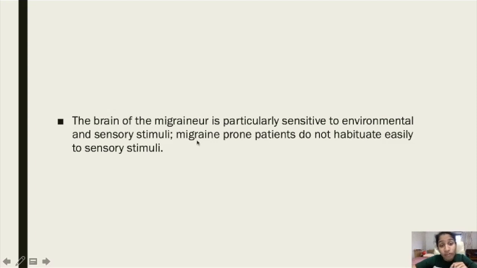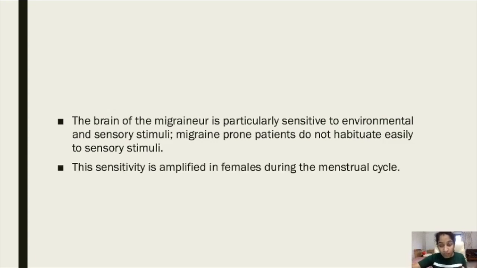The brain of a migrainer is particularly sensitive to environmental and sensory stimuli. Migraine-prone people are prone to this environmental and sensory stimuli. Migraine-prone patients do not habituate easily to sensory stimuli. Sensory stimuli are the stimuli from the sensory organs. Motor means muscle, and sensory organs means eyes, ears, nose.